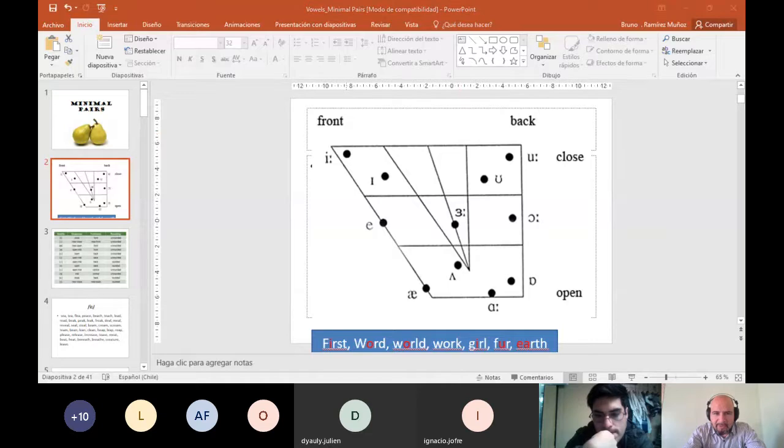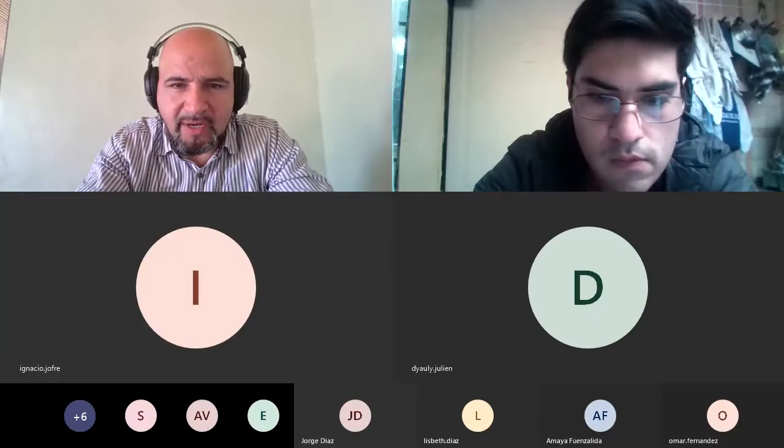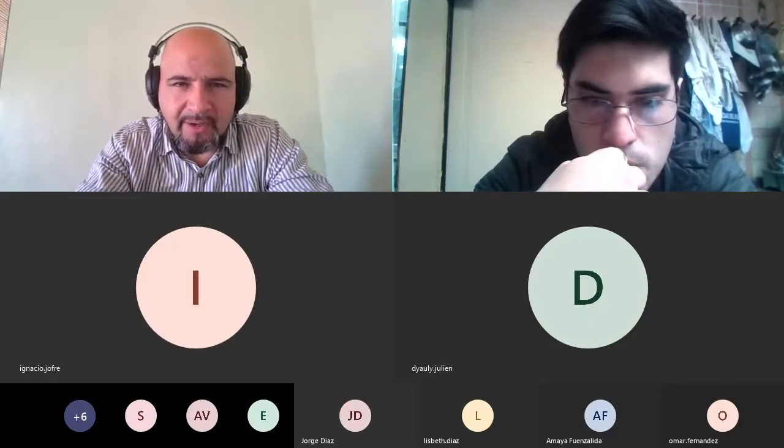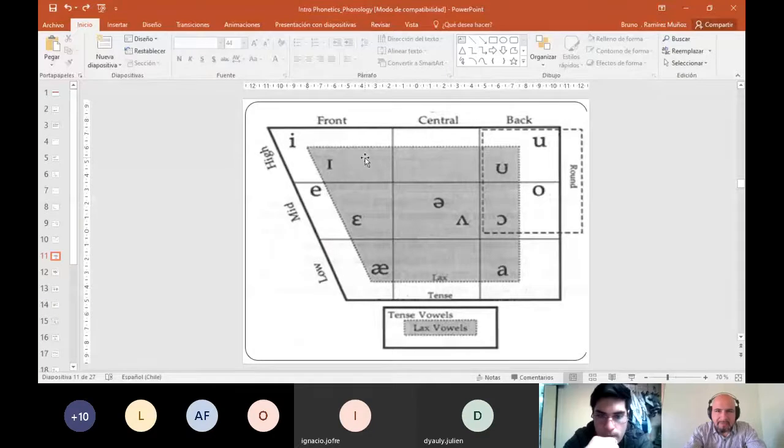Let me go back to this presentation so we are on the same page. Okay, so in terms of position of the tongue, a vowel sound can be front, central, or back, right? According to the height, it could be high, mid, or low. These are rounded vowels. The rest are unrounded vowels. In the gray area, you see the lax vowels.